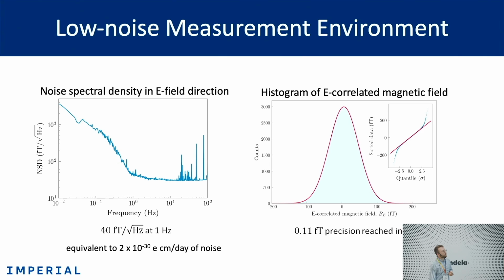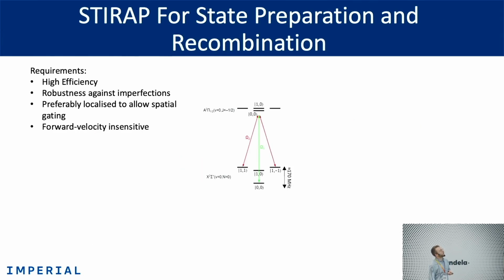We can also take E-correlated measurements, and we get to a precision of about 110 attotesla in a very reasonable time frame of only 104 hours. And we released something on the arXiv recently, so if you have any further questions, you can have a look at the paper and talk to me.